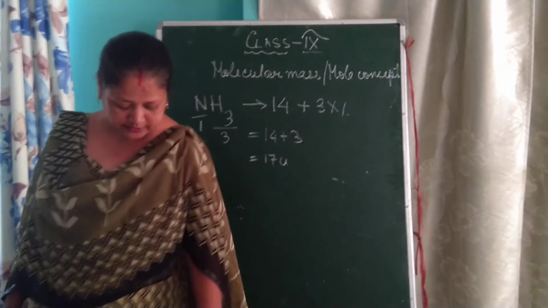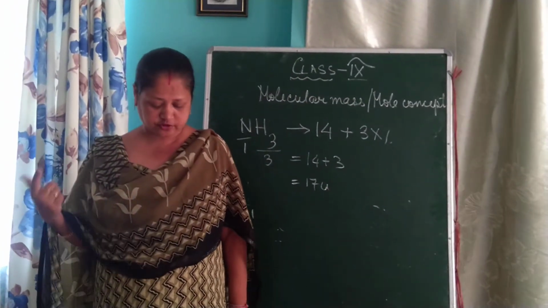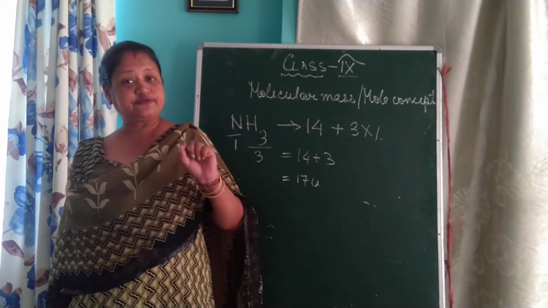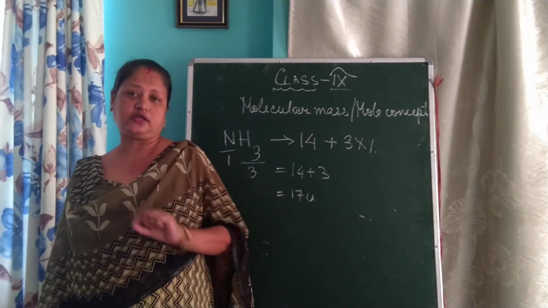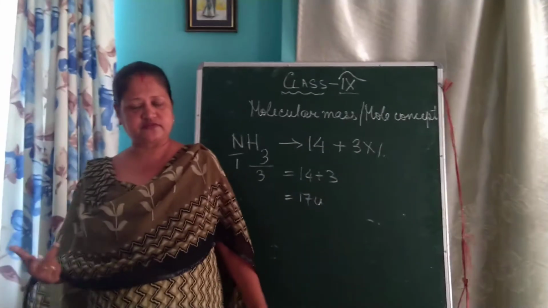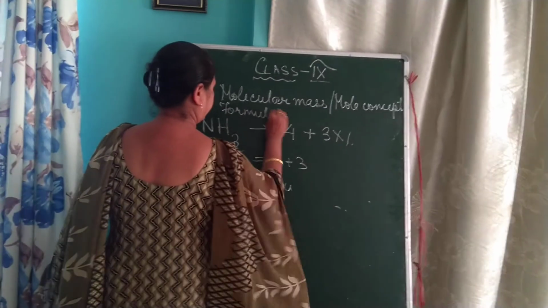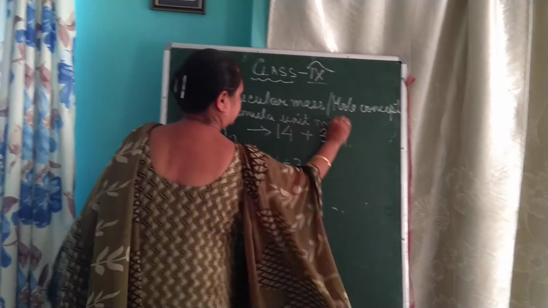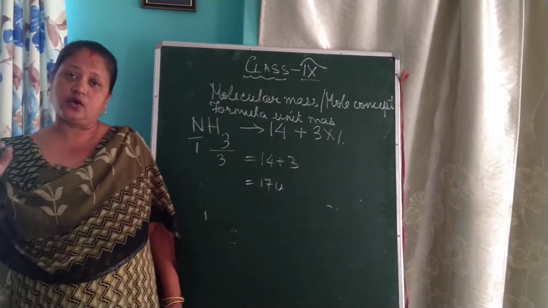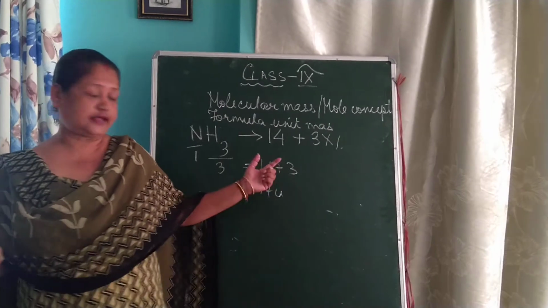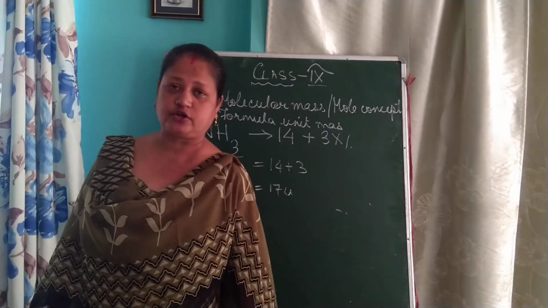So next we come to the formula unit mass. The formula unit mass of a substance is the sum of the atomic masses of all the atoms in a formula unit of a compound. The difference is that molecular mass is for all the atoms of a substance, and here it is for the formula unit of a compound. So it is the same way of calculating. The formula unit mass is the sum of the atomic masses of all the atoms which make up one formula unit of a compound, right? So the procedure for finding the formula unit mass is the same as you have used for calculating the molecular mass, right?